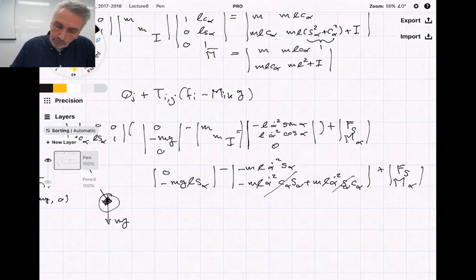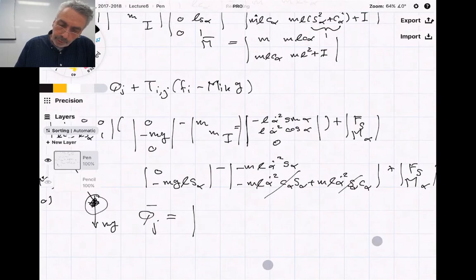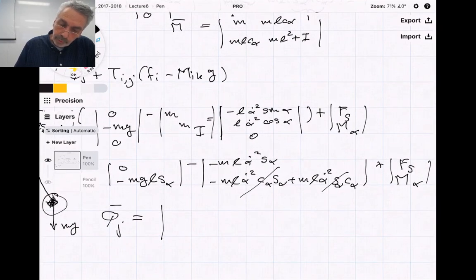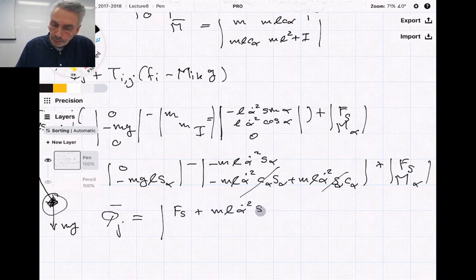Okay, so finally, my conclusion is my Q bar, or J, I can put any next to it, are, what are they? Well, you could say Fs, I'll take this one, then here's 0, and then minus minus becomes plus mL alpha dot squared sine alpha. These guys are gone. I have my m alpha, so I have my m alpha minus mgL sine alpha.